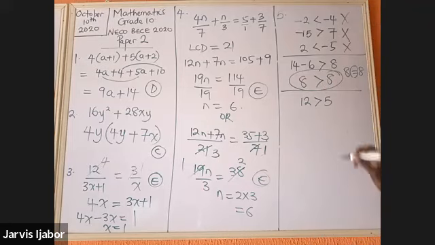All right. Now let's look at this. This is the correct answer. 12 is greater than 5. So that answer will be what? E. That answer will be E.